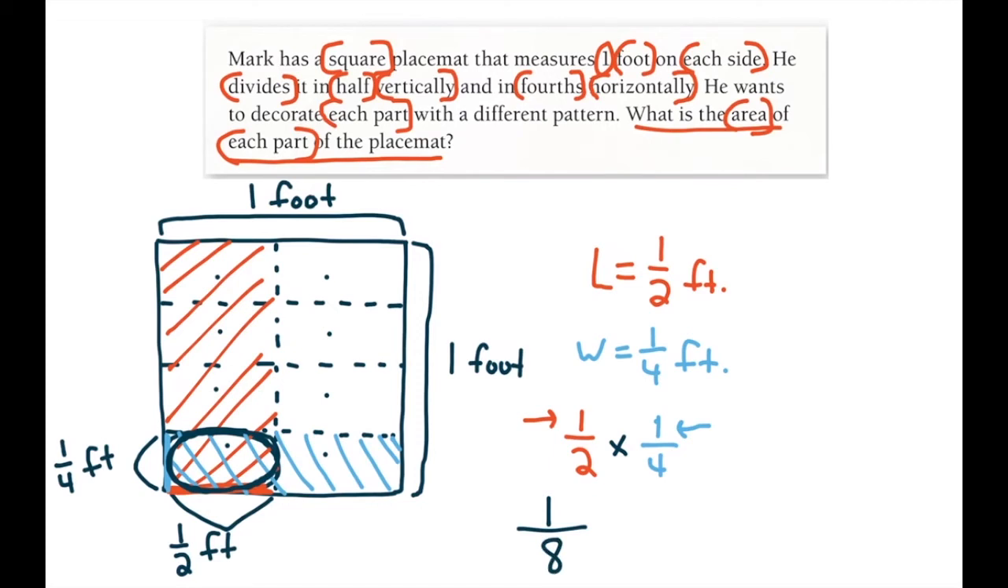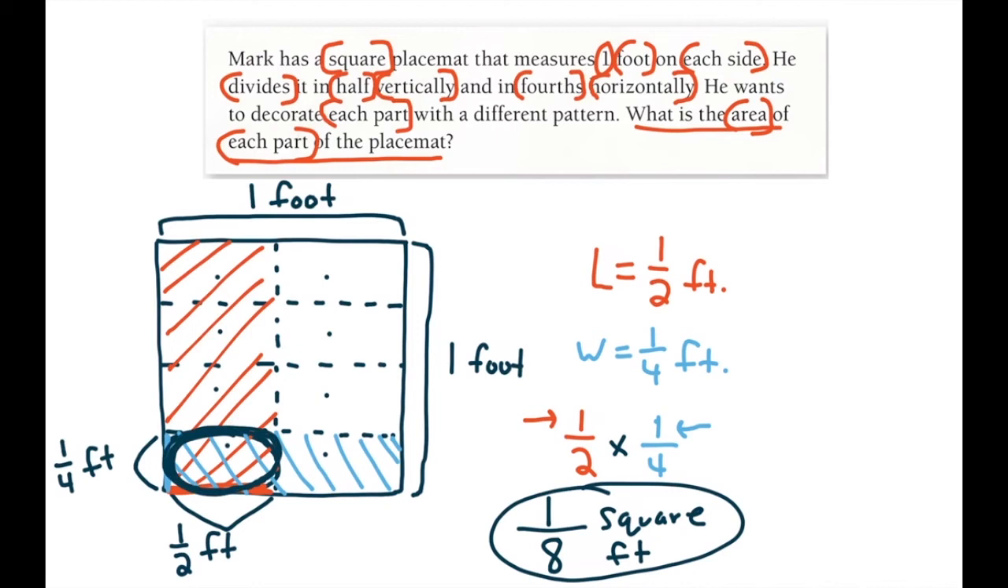And again, my label is square foot, and in this problem, 1/8 of a square foot is my area for one part of my square placemat. If I want to check this answer using the traditional method of just multiplying the numerators and the denominators, I can do this very easily. I know that 1 times 1 is 1, and I know 2 times 4 is 8. I get the same answer.